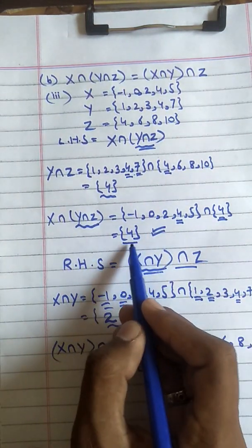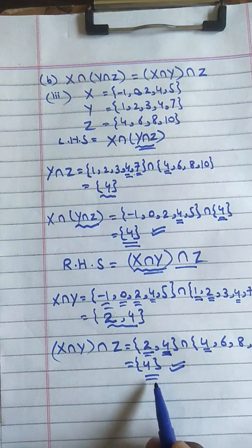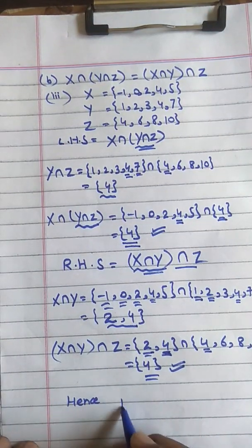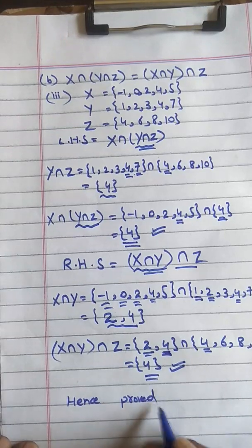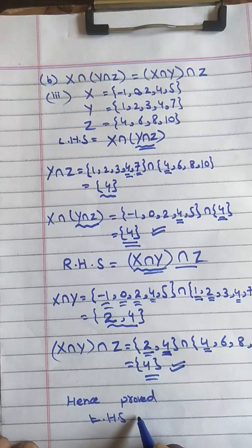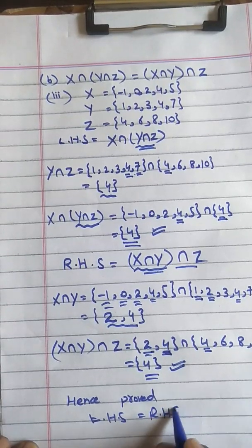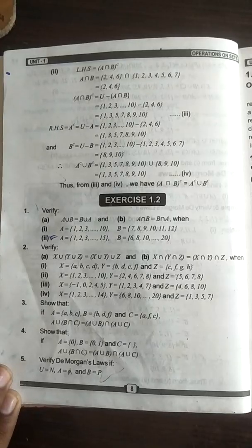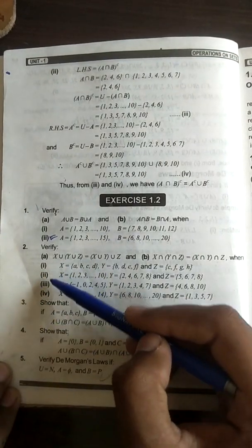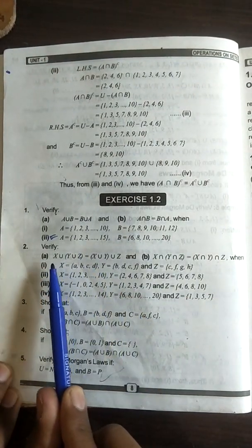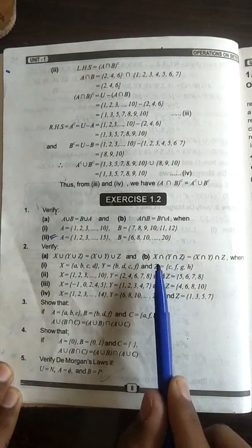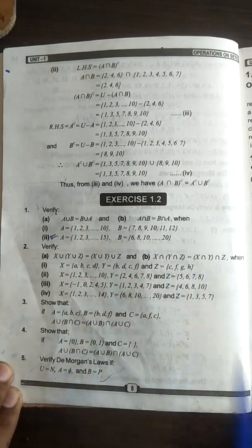So both the left hand side and right hand side are equal. Hence proved that left hand side is equal to the right hand side. Okay students, you have to solve in your notes all the 4 parts for associative law over union and all the 4 parts for associative law over intersection. Okay, thank you.